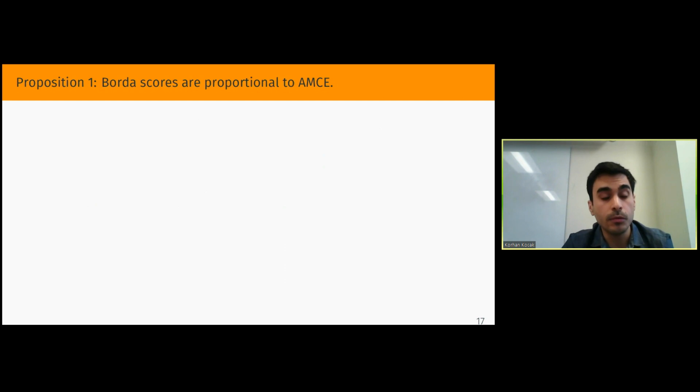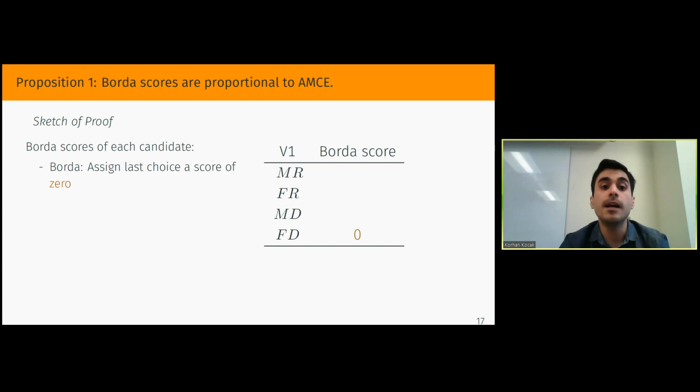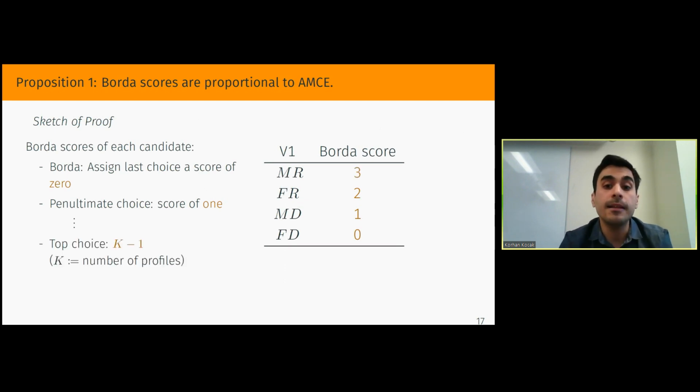So this leads us to our first main result, that the Borda scores are proportional to the AMCE. And I think it's useful to go through the proof of this, and I will. So here's a sketch. The way the Borda score is calculated is as follows. The Borda score assigns the last choice of a respondent a score of 0. It assigns their second to last choice a score of 1, and it goes on this way in an increasing sequence until it hits the top choice and gives that a score of k minus 1, where I use k to refer to the total number of profiles.